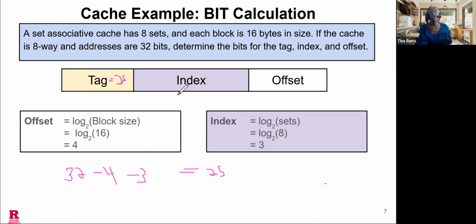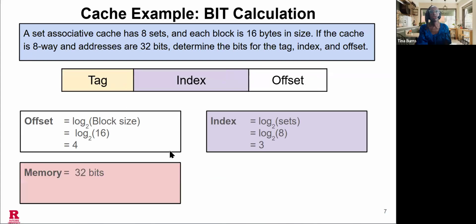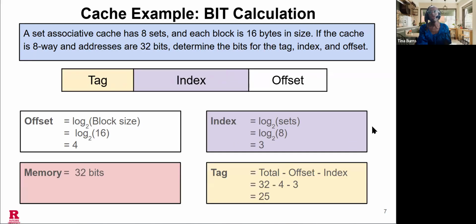My index, we've already determined is 4, right? It means I need 4 bits to represent how many bytes are in each line. And then my offset, how many bits do I need to represent my number of sets? It's going to be 3. And that should be the final answer here. So let's go ahead and clear all this. There it is. So that's the final calculation for that.